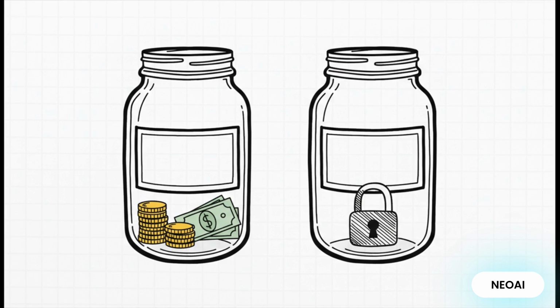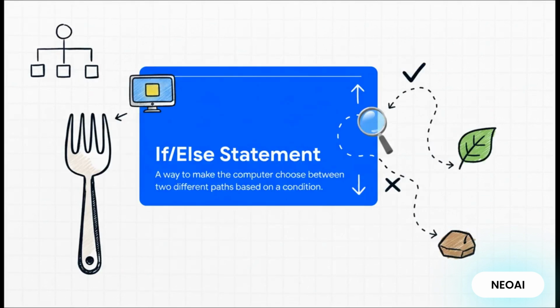Simple, but it works. Next up, we've got the if-else statement. This is the real decision maker. It's how we tell the computer, if this one thing is true, then I want you to do this. Else, if it's not true, I want you to do this other thing instead. It's literally the fork in the road for our program.